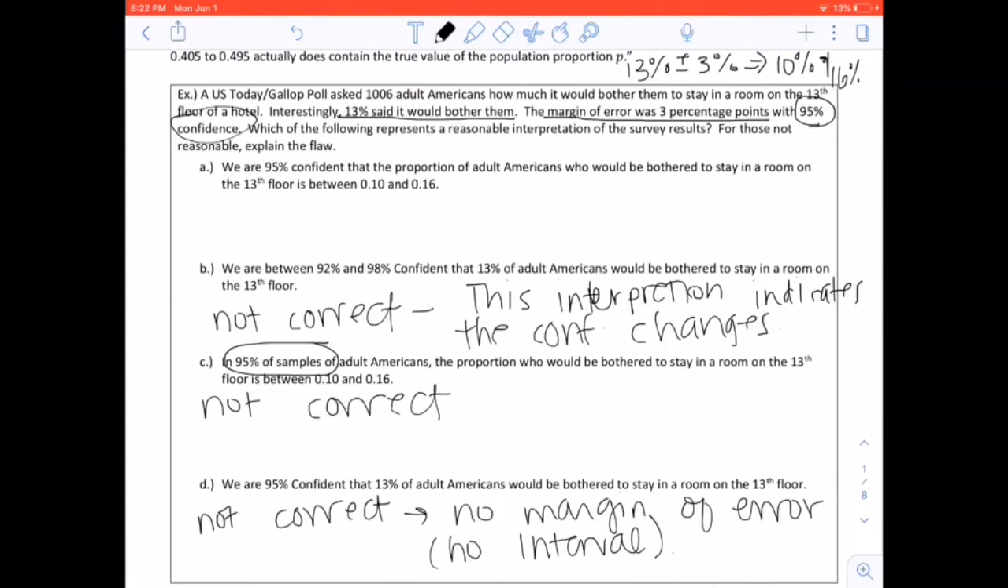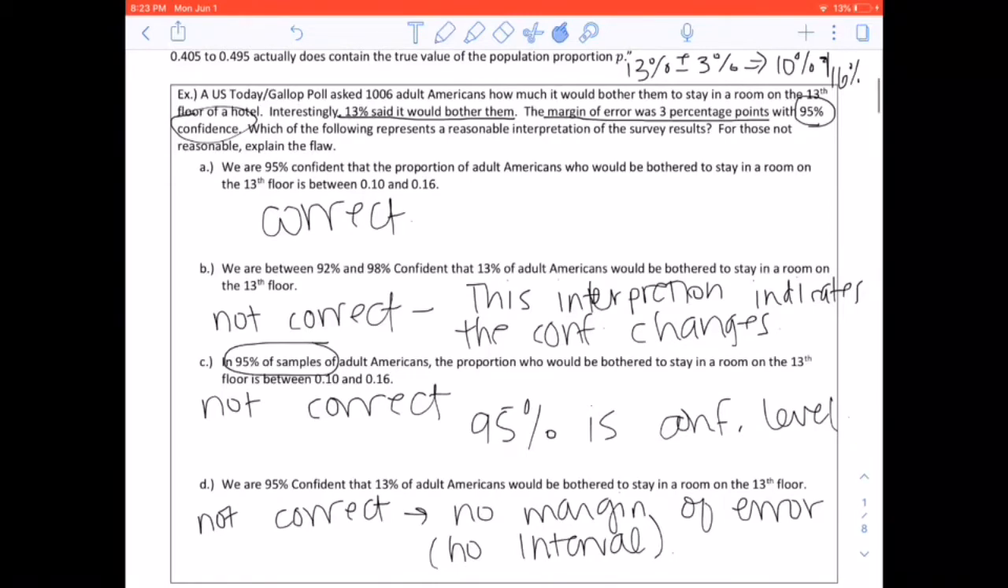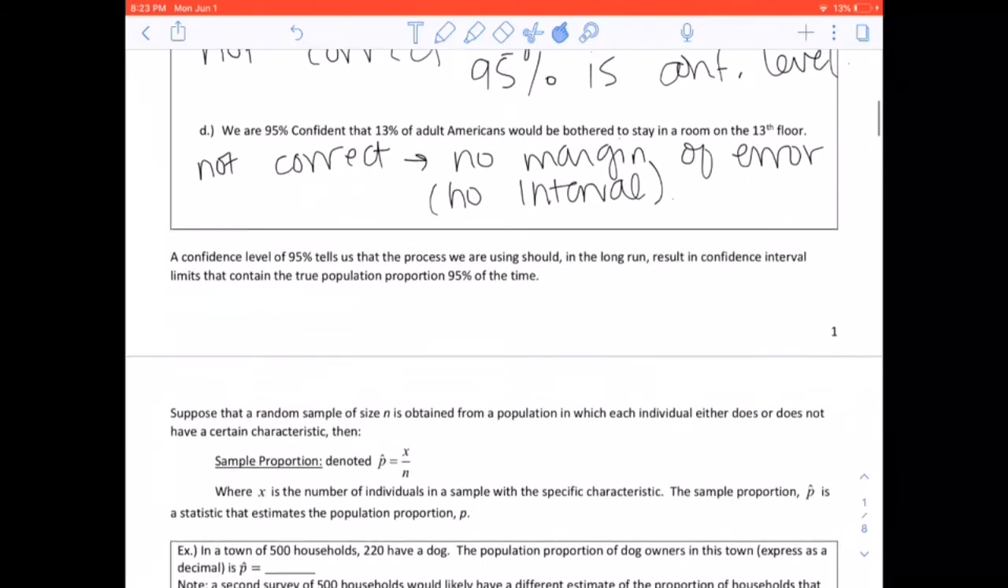And so the reason why is because that 95% is our confidence level. And so that means that A is correct. Looking at A, it says we are 95% confident that the proportion of adult Americans who would be bothered to stay in a room on the 13th floor is between 0.10 and 0.16. So that's a correct interpretation of that conclusion that we would have.